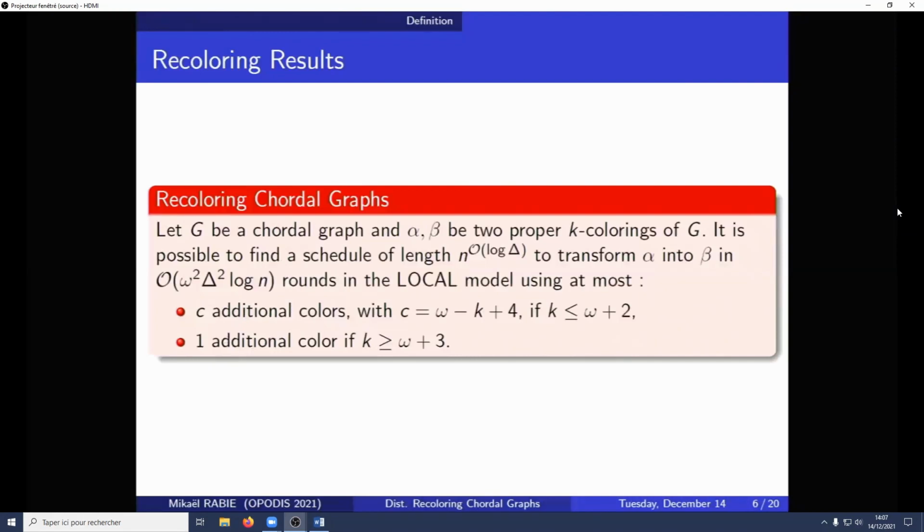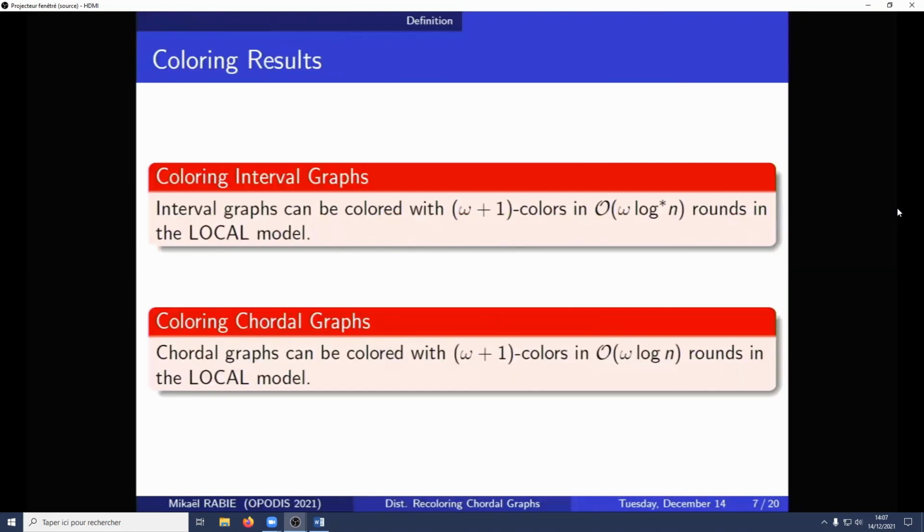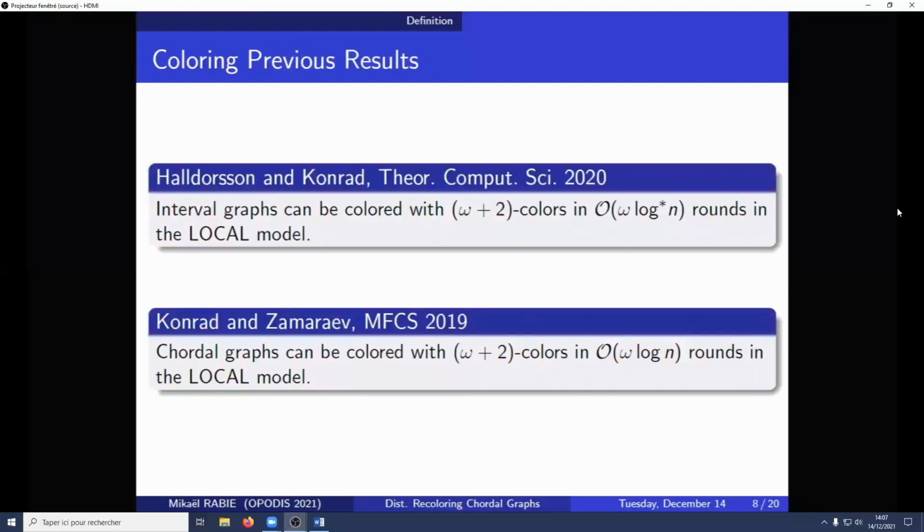Our results also help coloring questions, because we proved 2 new results for coloring in the LOCAL model. Basically, coloring with omega plus 1 colors in both interval and chordal graphs can be solved. We have an algorithm in omega times log star of n rounds for interval graphs and omega log n for chordal graphs. This improves the previous results where 1 more color was needed.